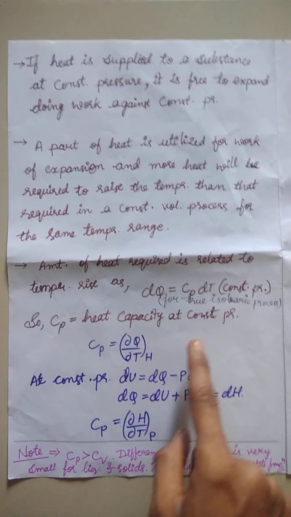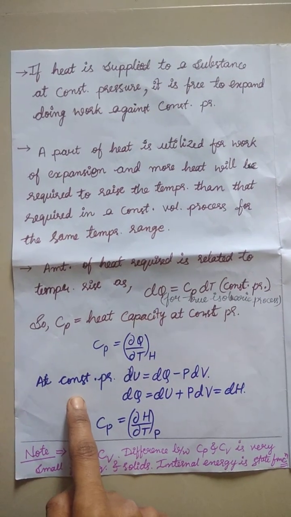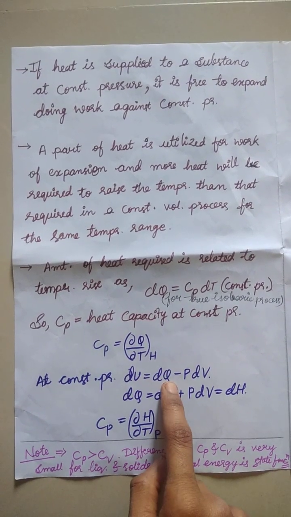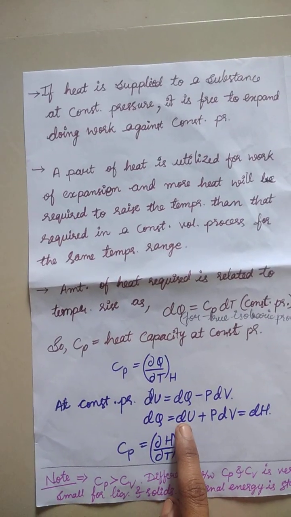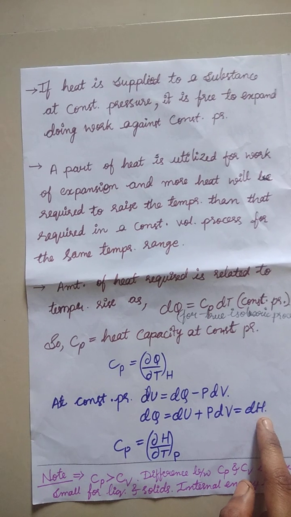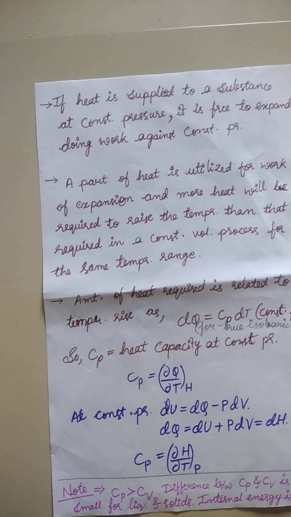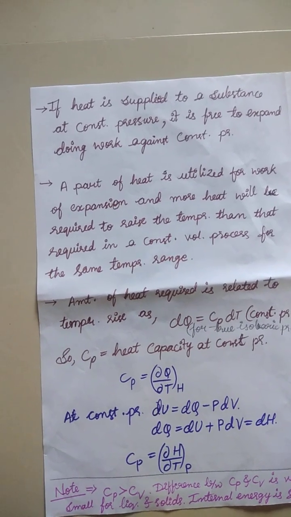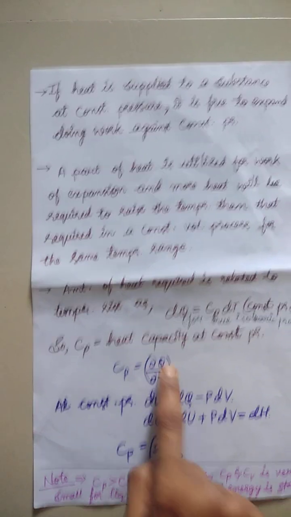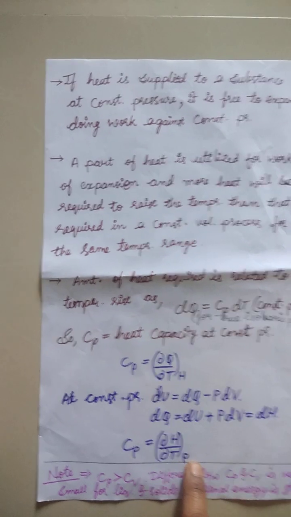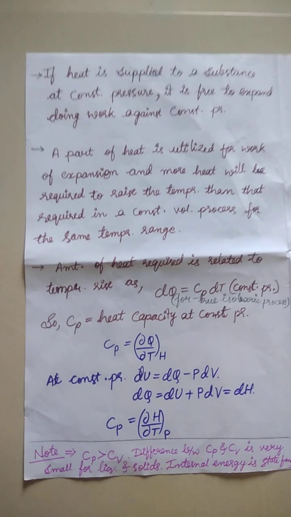Cp is the heat capacity at constant pressure. Cp equals ∂Q/∂T at constant P. At constant pressure, what happens? The change in internal energy dU will be equal to dq minus P dV. So dq will be equal to dU plus P dV, that is dH. So this dq term will be equal to dU plus P dV, which is dH. So we substitute in the place of ∂Q, ∂H, giving ∂H/∂T at constant P. I think this is an explanation which you will definitely understand.